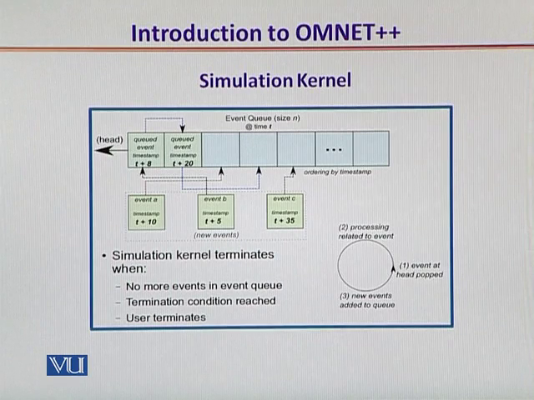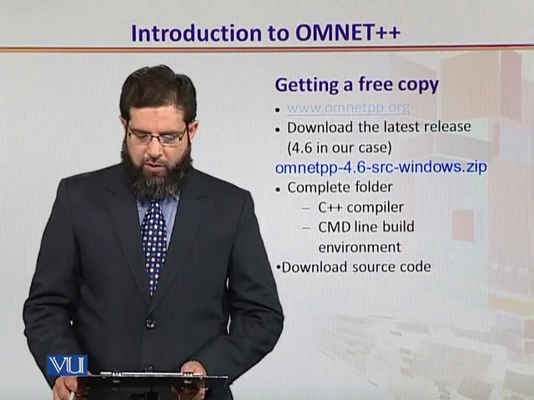Here you can see that there is a queue of events. When this queue of events fills up, the queue is processed on a first in, first out basis. The arrival in the queue depends upon the time at which an event is to be simulated. The simulation kernel stops whenever any of the conditions is true. For example, when there are no more events in the queue, when the termination condition is reached, or when the user stops the simulation.